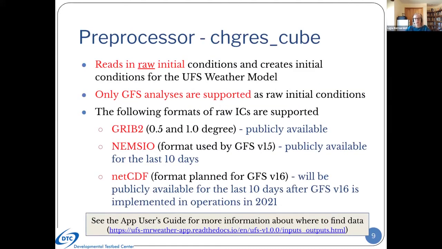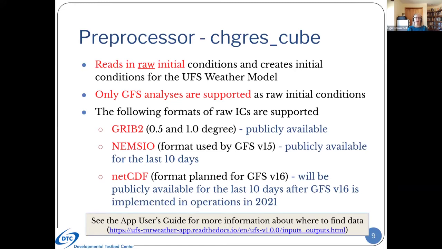So talking a little bit about the preprocessor, which we said is called the change res cube. The function of this preprocessor is to read in the raw initial conditions. And I stress the word raw initial conditions because they are not the initial conditions that can directly be used by the weather model. So the preprocessor reads in the raw files and creates the initial conditions for the weather model. So what are the sources of initial conditions that you can use to initialize this app? So at this time, only GFS analysis are supported. So out of the box, you will not be able to initialize the model with, say, ECMWF analysis or ERA5 or anything else. So the focus here is on GFS analysis.